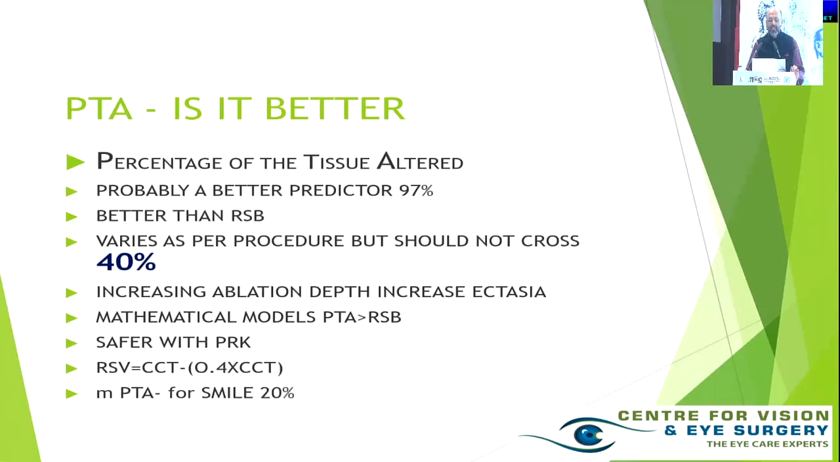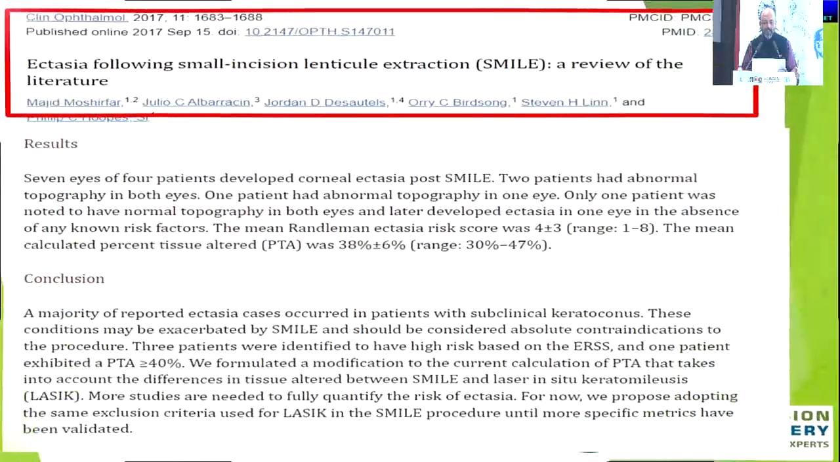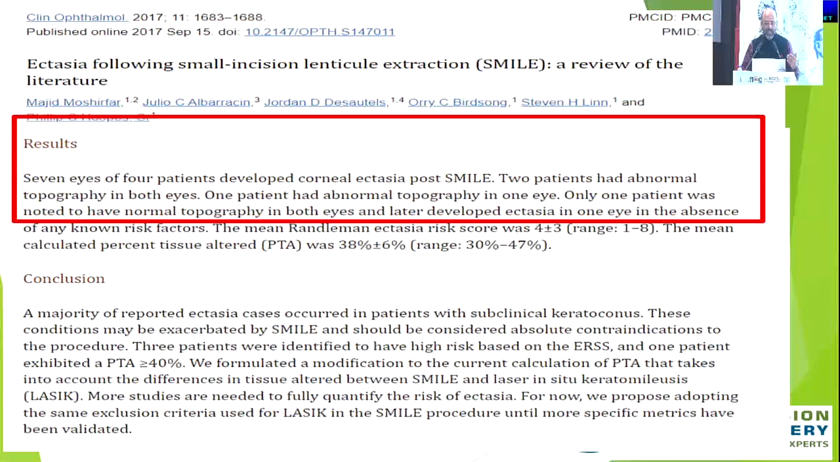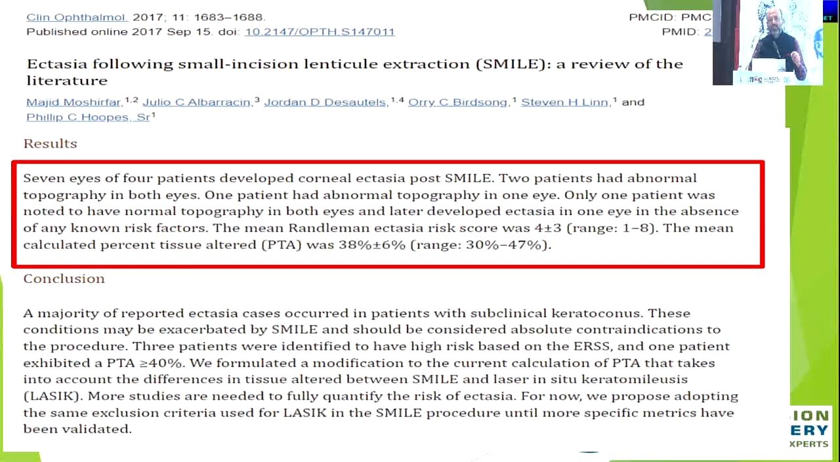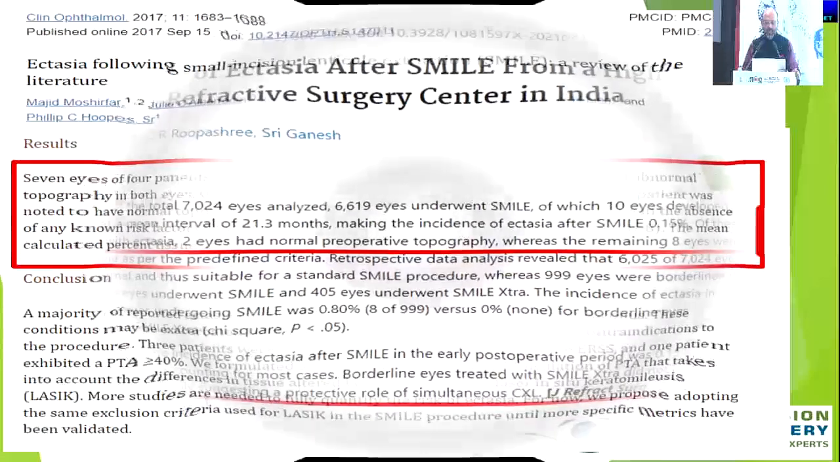Increasing the ablation depth increases the ectasia, and there are of course some mathematical models for it. In SMILE, the modified PTA is now about 20%. I also looked at a review of how much ectasia occurs after SMILE, and they looked at all the factors of the 7 eyes out of almost 8,000 eyes that underwent SMILE. As I said, the range of PTA varies from the safe to the excessive range, but I guess 40 is said to be the mean, and that's the reason.